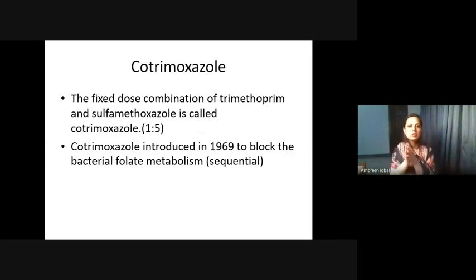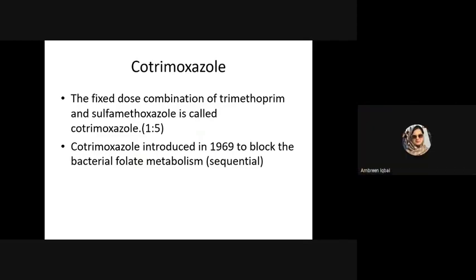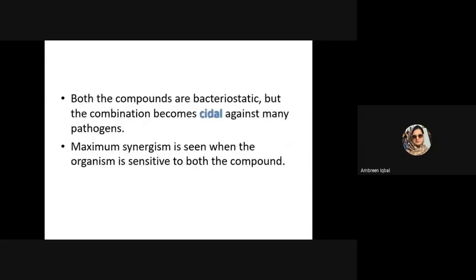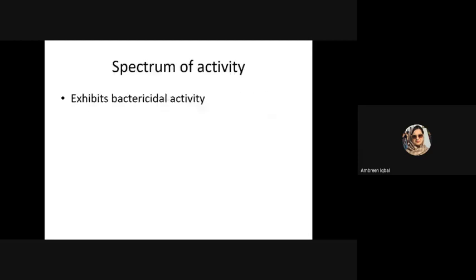Now we are going to discuss the combination of sulfonamide and trimethoprim. The fixed dose combination of trimethoprim and sulfamethoxazole is called cotrimoxazole, in a ratio of 1 to 5. It was introduced in 1969 to block folate metabolism in a sequential manner and to get bactericidal effects. Both compounds are bacteriostatic, but the combination becomes cidal against many pathogens. Maximum synergism is seen when the organism is sensitive to both compounds.